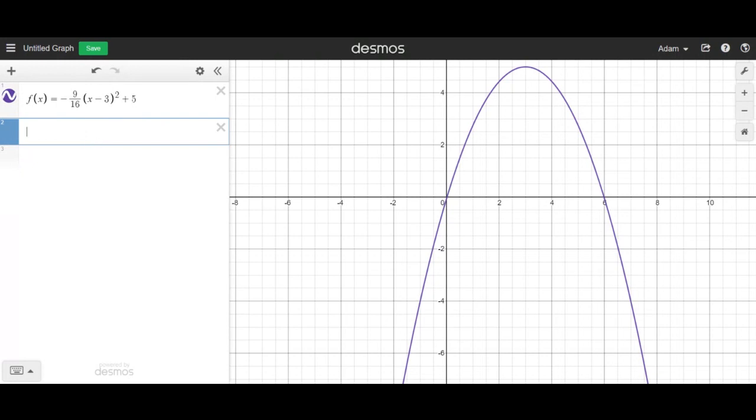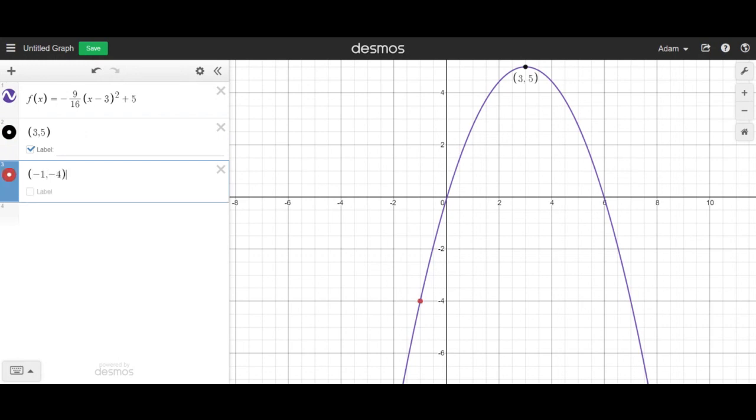Then, let's plot the points. The 2 points we have are 3, 5. You can see the point disappeared, but it's good to label it. The other point we had was negative 1, negative 4, as you can see. And we click label down there. This is on the graph. You can see that we have a parabola by the shape. Also, 3, 5 is the vertex. That's where the graph changes direction. So yeah, our answer is right.